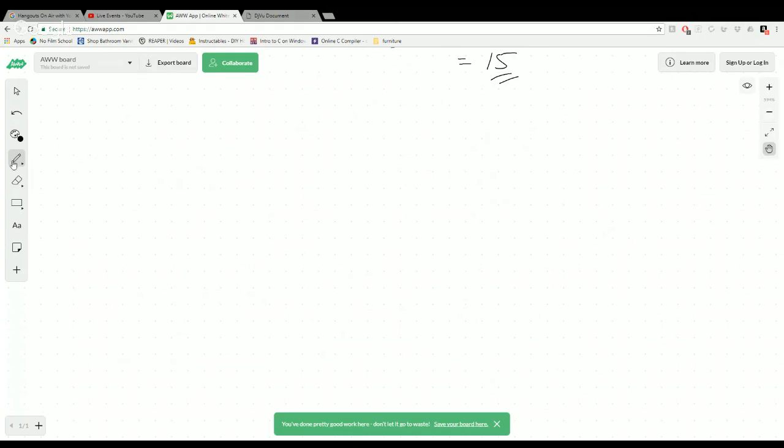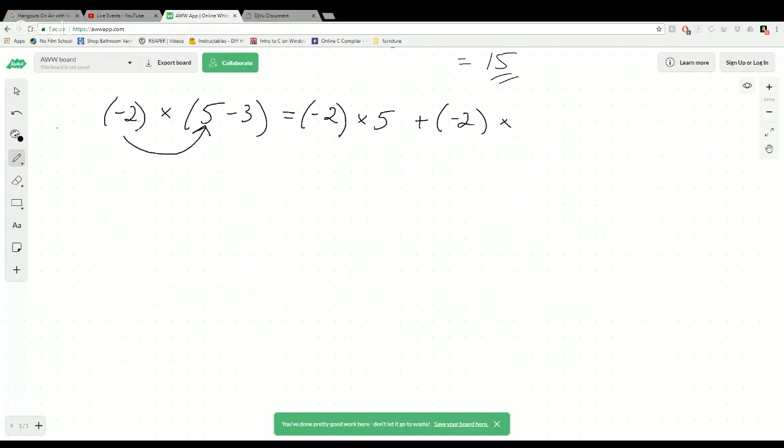Okay, this one's kind of nice. So we have Richard, and Richard writes this: negative 2 times 5 minus 3. Then Richard says this is the same as negative 2 times 5. So Richard is doing the distributive property, right? Negative 2 times 5 plus negative 2 times 3.